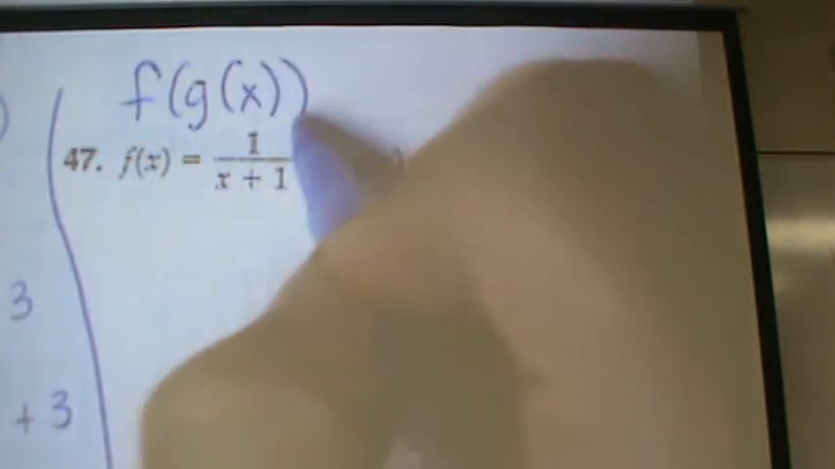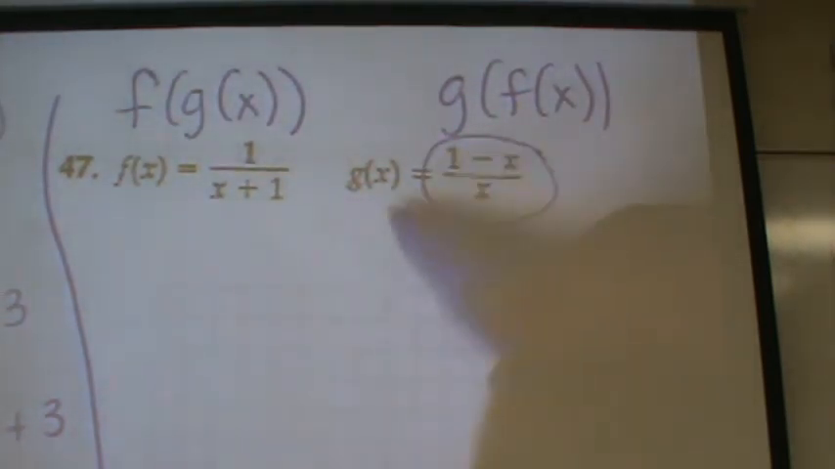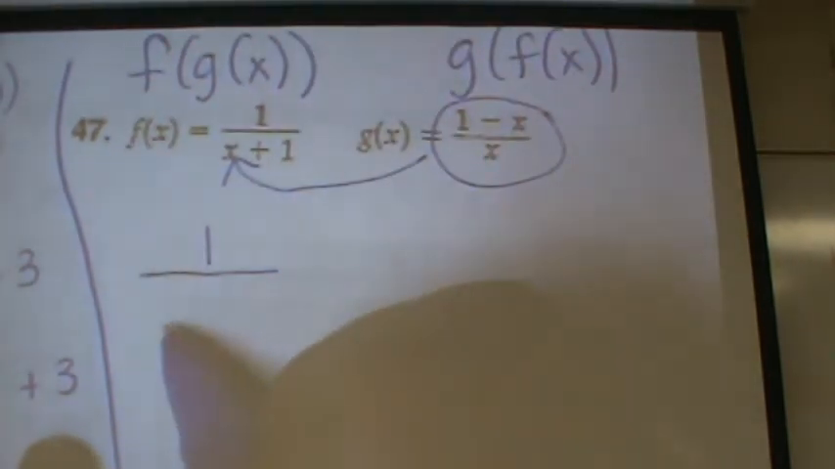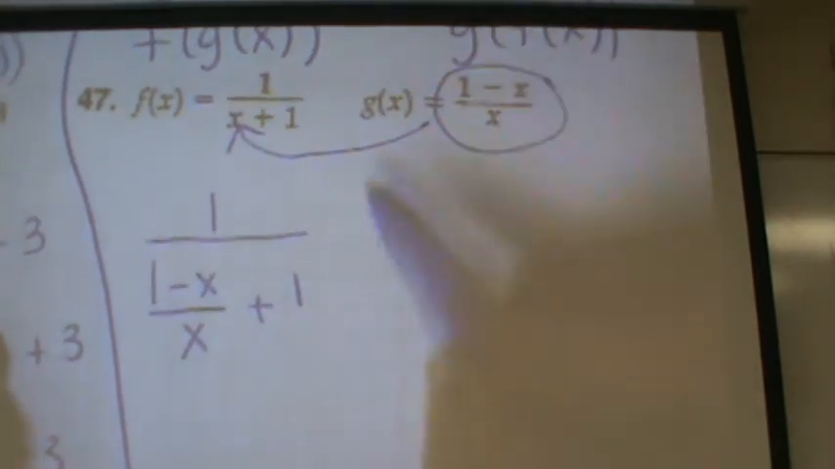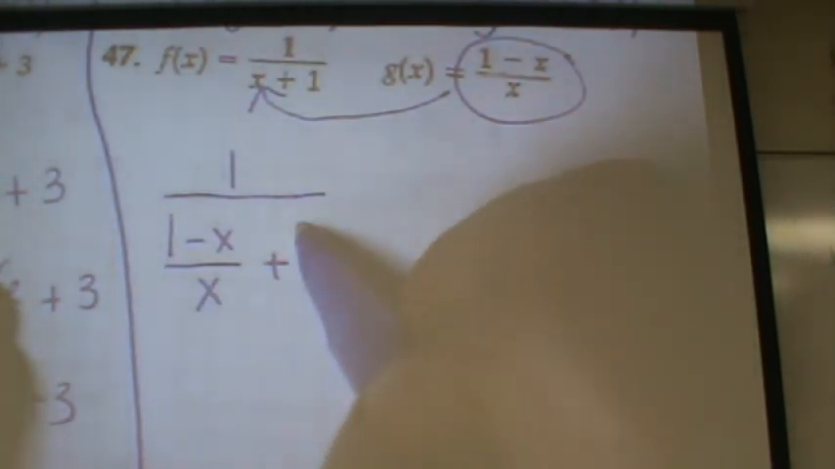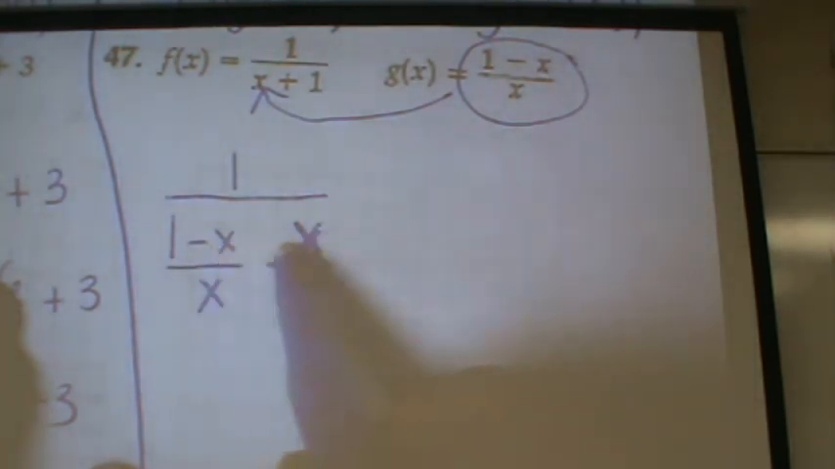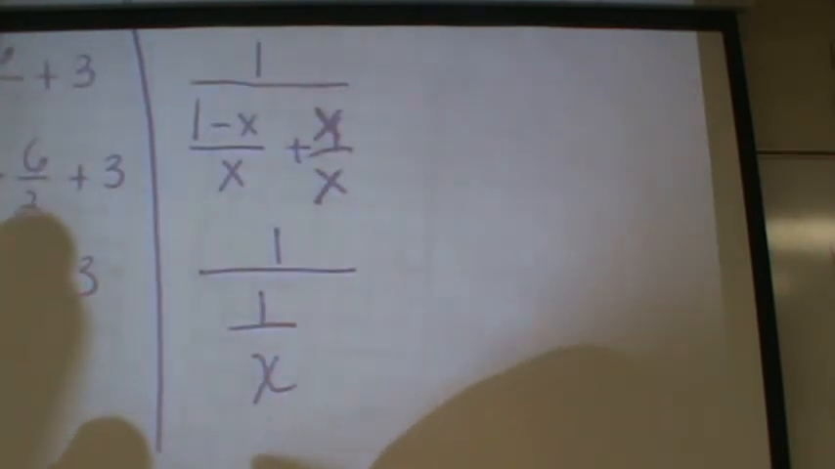And the last one, we're going to do f of g of x and then g of f of x. So if you were to plug this in here, you have 1 over, this goes right here, 1 minus x over x plus 1. So this one you have to get a common denominator. You want to add these two up. So this becomes x over x. Now if you add across, these cancel. This 1 minus x plus x, the x's cancel. So you have 1 over x. And if you flip and multiply, you get x there.